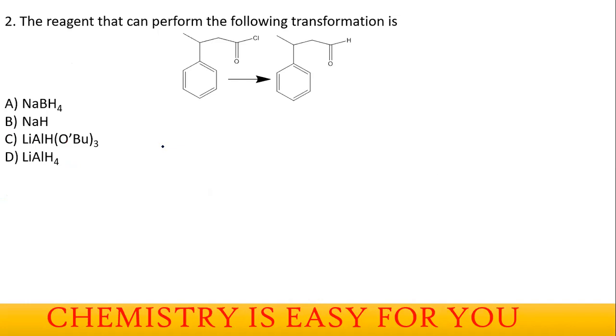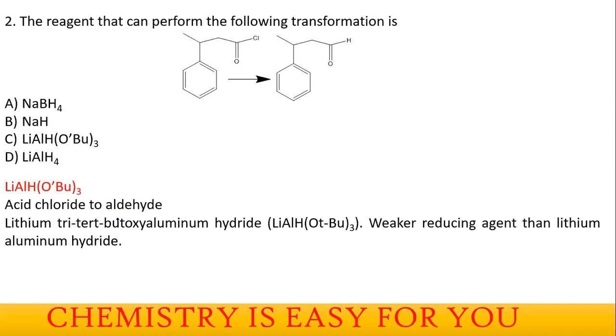Now next question: the reagent that can perform the following transformation is. Here we have a carbonyl group which is an acid chloride, and then we have an aldehyde formed. So let's see how this reaction takes place. The acid chloride to aldehyde conversion is the one that is happening here, and it is done by lithium tri-tert-butoxy aluminum hydride.